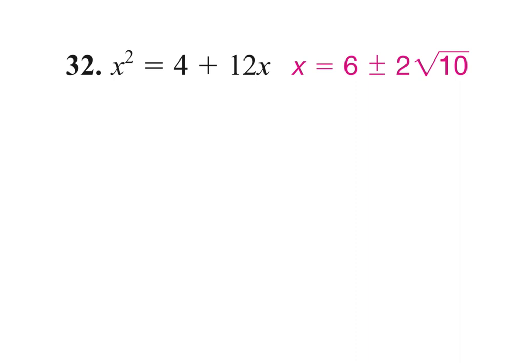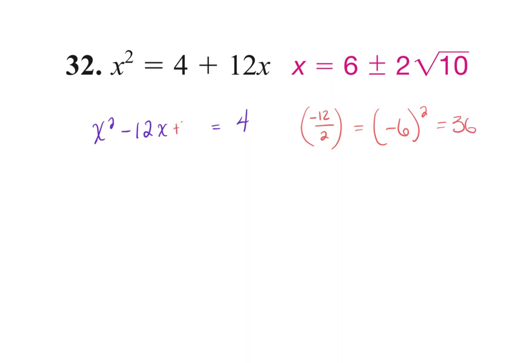So you will have x squared minus 12x on this side. You will leave the 4 on that side. All right. Then we're going to take that negative 12 and we're going to cut it in half, which is going to give us negative 6. And we're going to square that, which is going to give us 36. That's what we're going to add to both sides.